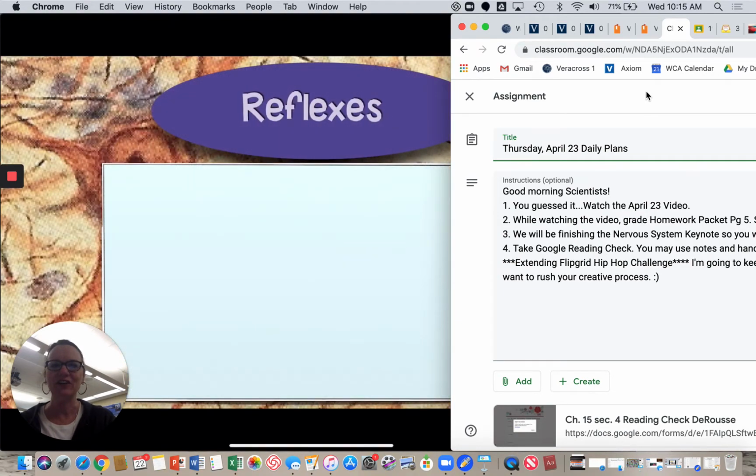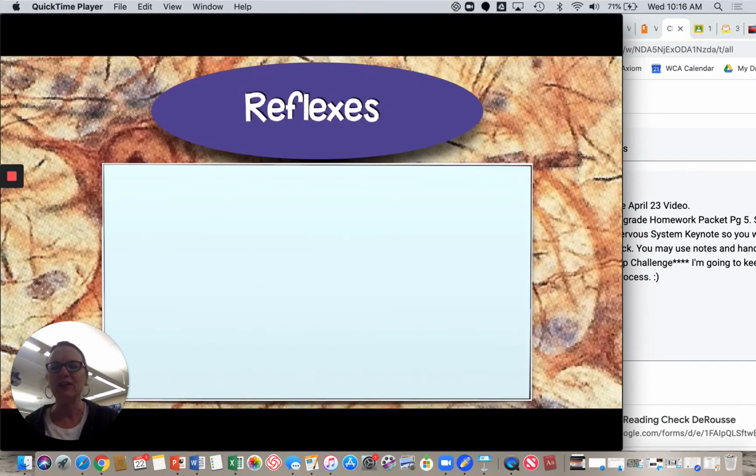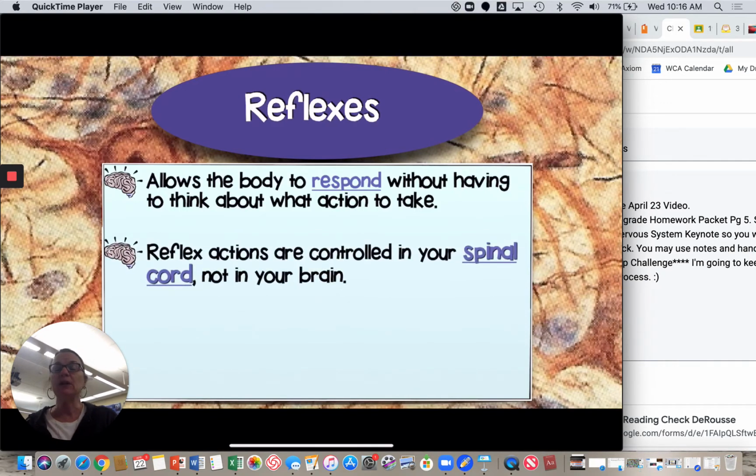All right, so if you would get your keynote handouts out, we're going to talk about reflexes today. You're going to want to know what is the difference between reflexes and then just a normal response. Well, reflexes allow the body to respond without having to think about what action to take. This is typically going to be in a situation where there's pain involved, like stubbing your toe or touching something really hot. They're controlled in your spinal cord, not in your brain.